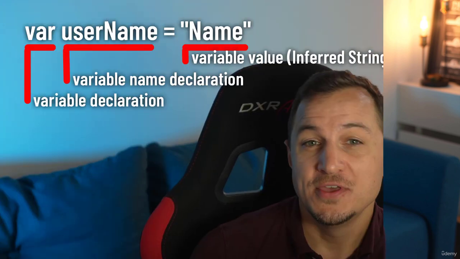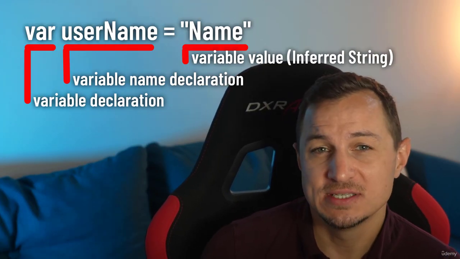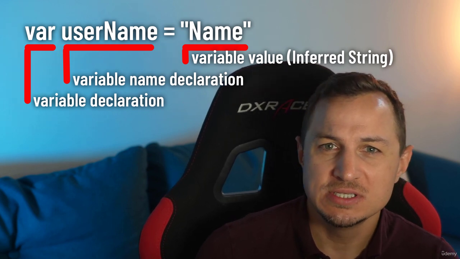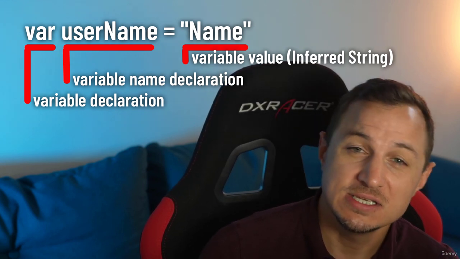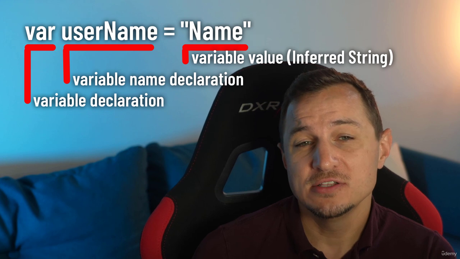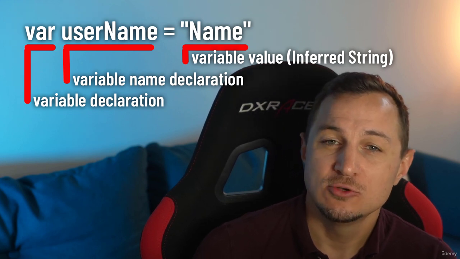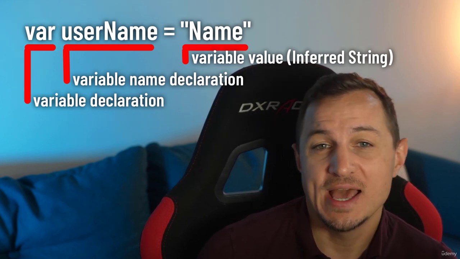To summarize, variables are like containers or storage boxes. They can hold various types of data. They have names to be easily identified and accessed in the code. And their values can be set, retrieved, or changed as needed.